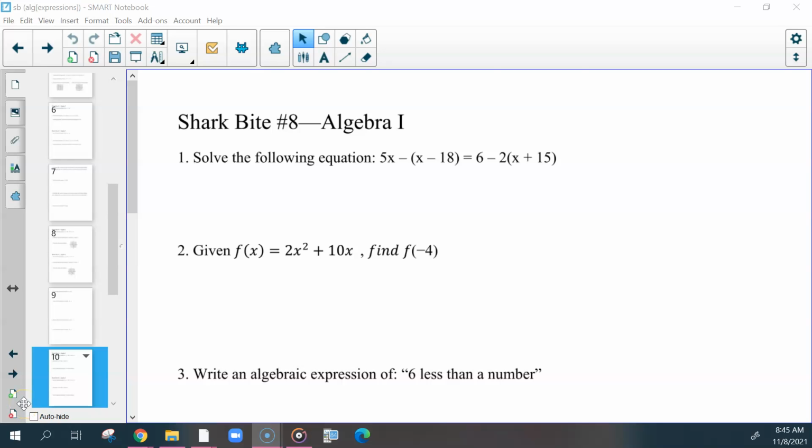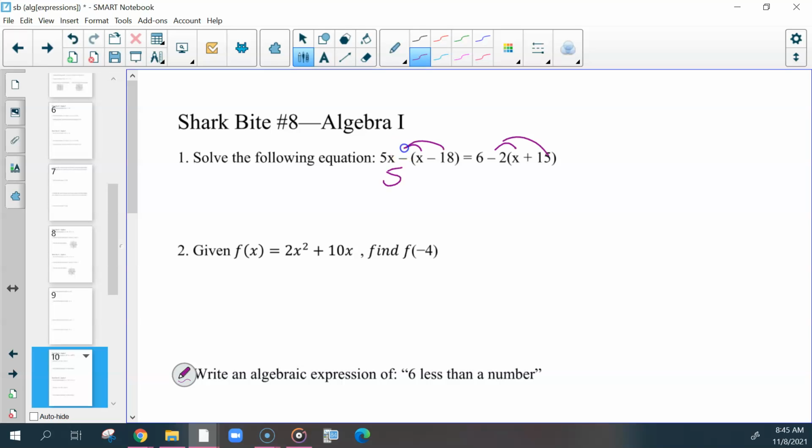So let's go through this, sharp, right? For number 1, you needed to solve the equation to distribute on both sides. And then after you distribute, you can combine your like terms on both sides. So on this side we have 5x and negative x. On this side we have 6 and negative 30.